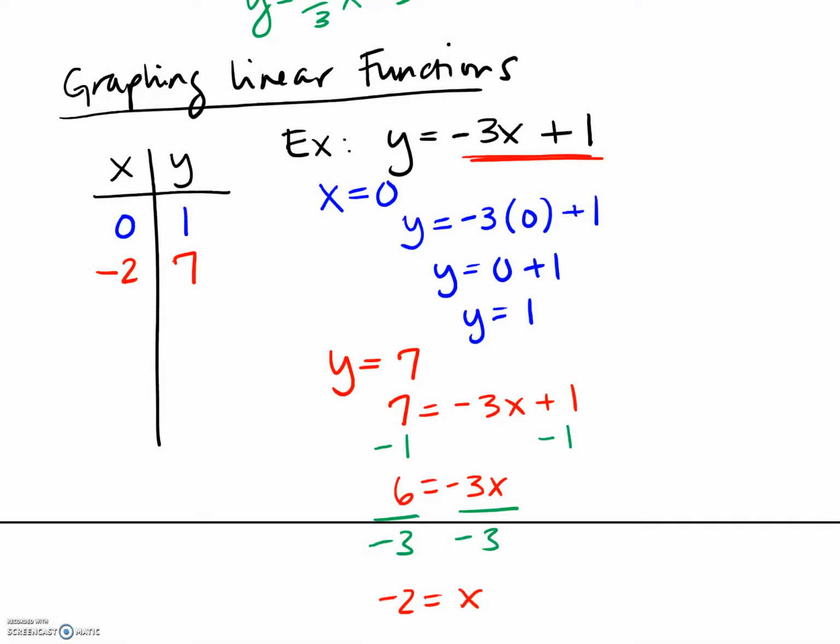So let's just go ahead. Let's choose another x here. We have a 0, we have a negative. Let's just choose 1. So if x is 1, we have y is equal to negative 3 times 1 plus 1.